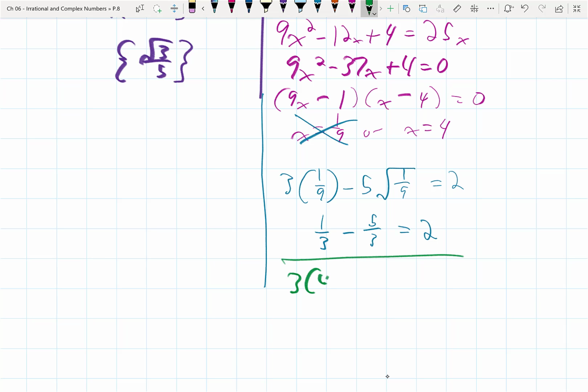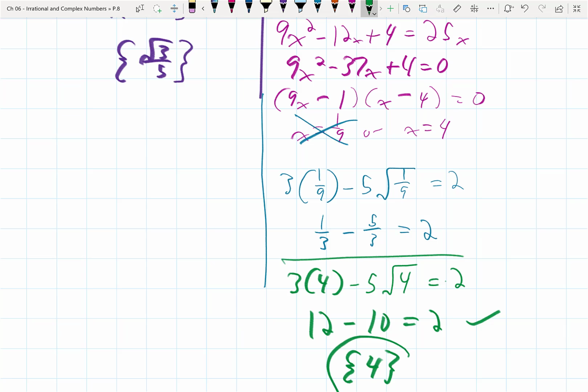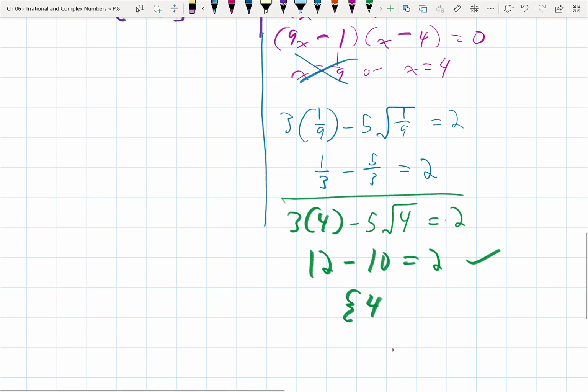Okay, next one. Let's check the 4. 3 times 4 minus 5 times the square root of 4 is equal to 2. Is that true? Yeah. This is 12 minus 10 is equal to 2. That works. So we're going to take the 4, promote it to set notation, and circle it so you get to draw my eye to it, and I get to say, yay, you got it right.